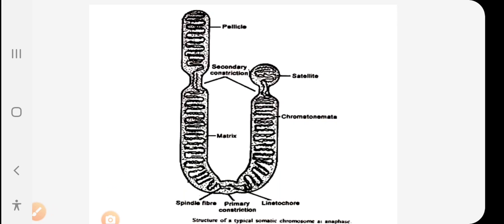Spindle fibers means microtubules, kinetochore. It is a disc-like protein structure. It is associated with the centromere, on either side of the centromere.